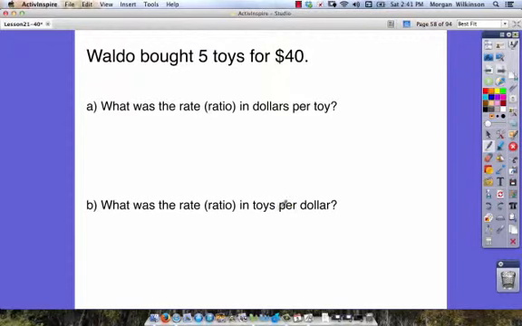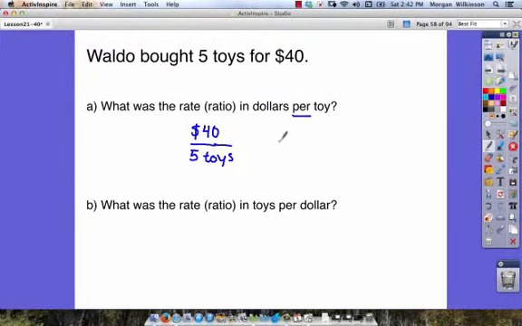Waldo bought 5 toys for $40. What was the rate or ratio in dollars per toy? Now when we're looking at what Waldo did, he bought 5 toys for $40 and we want dollars per toy. Per means divide or a fraction bar. So $40 goes on top because it's dollars per toy. $40 for 5 toys.